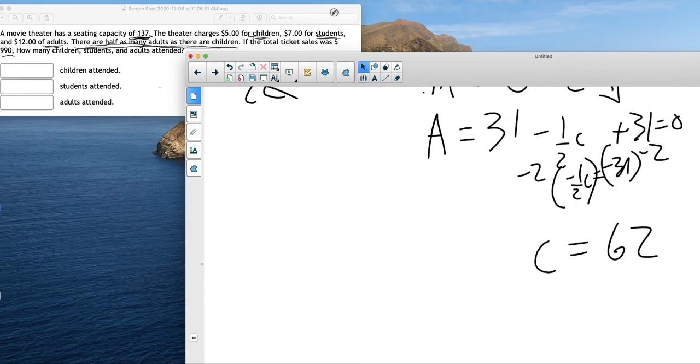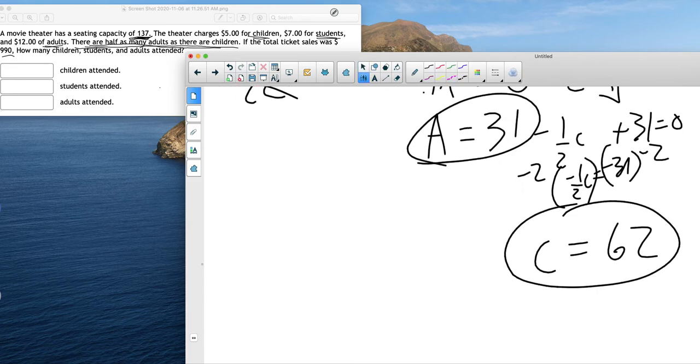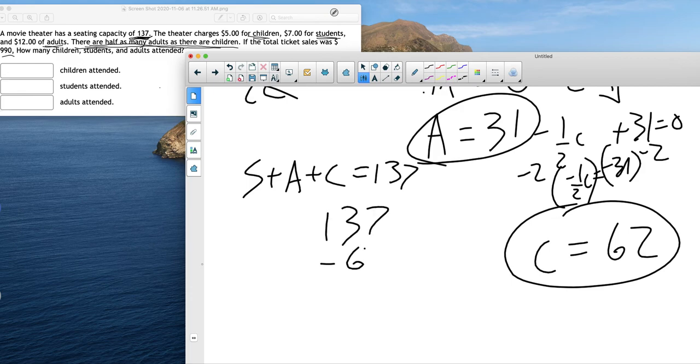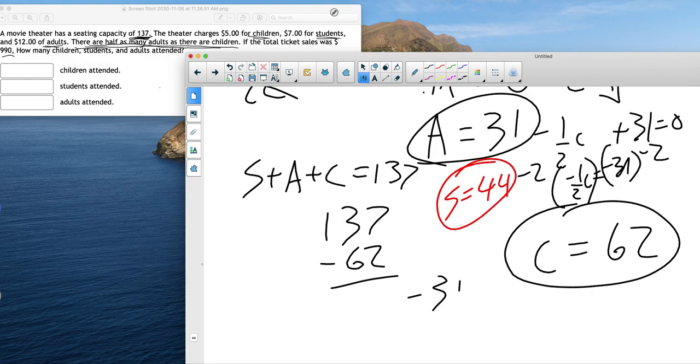So I have A is 31, C is 62, and then I know that S plus A plus C equals 137. So I can take 137 minus 62, get an answer, subtract 31 again, and that should give me the number of student tickets. And that's 44, and I believe those are the right answers. So hope this helped. If you have any other questions, just please ask.